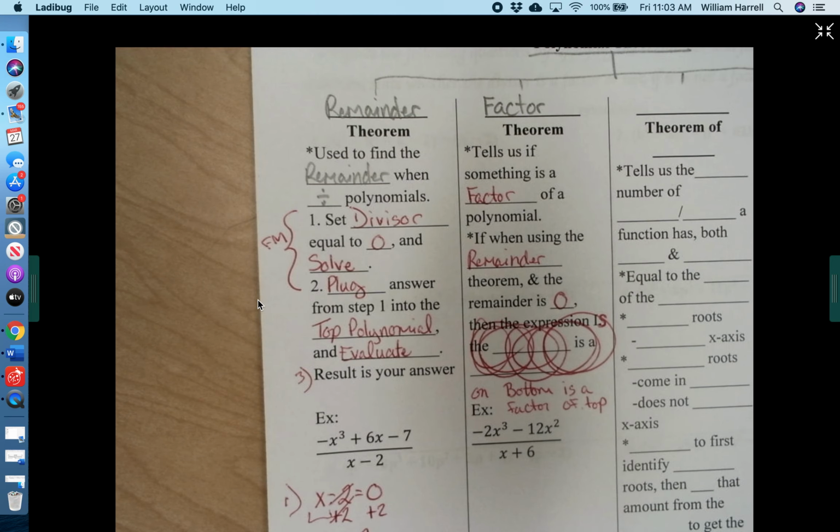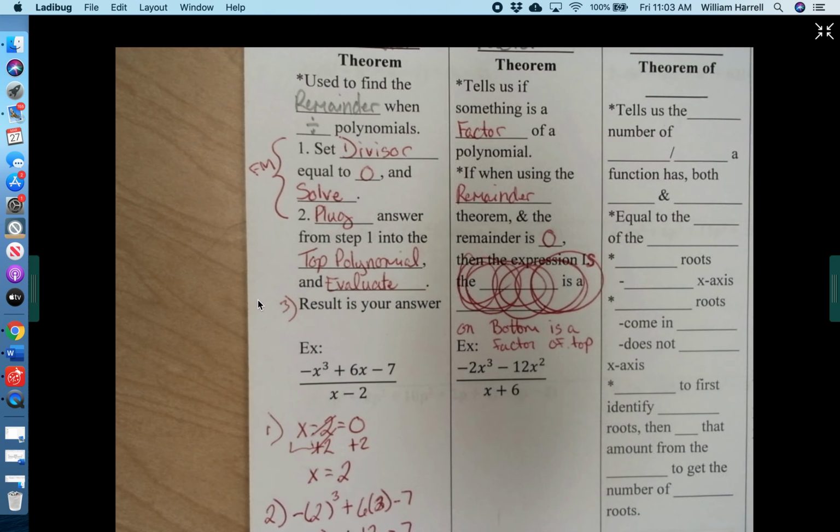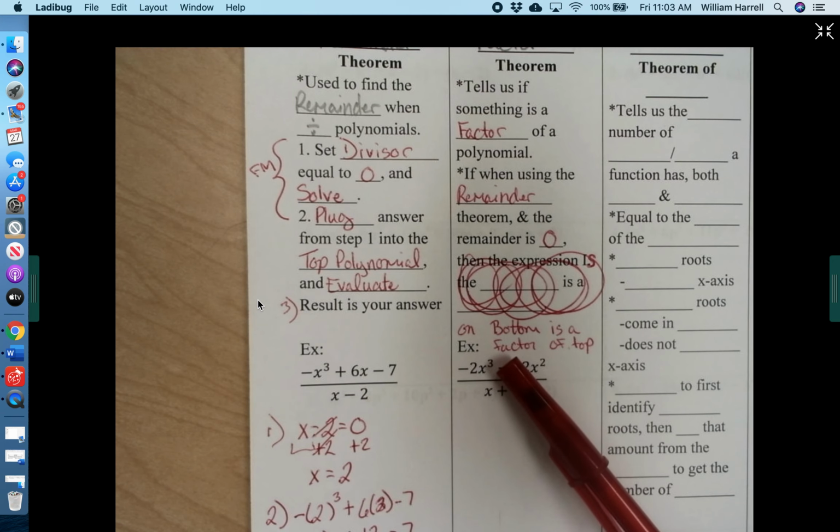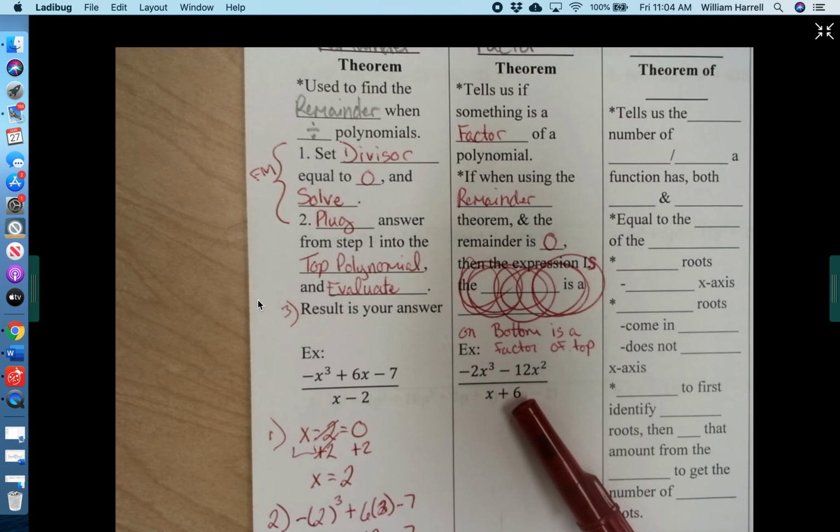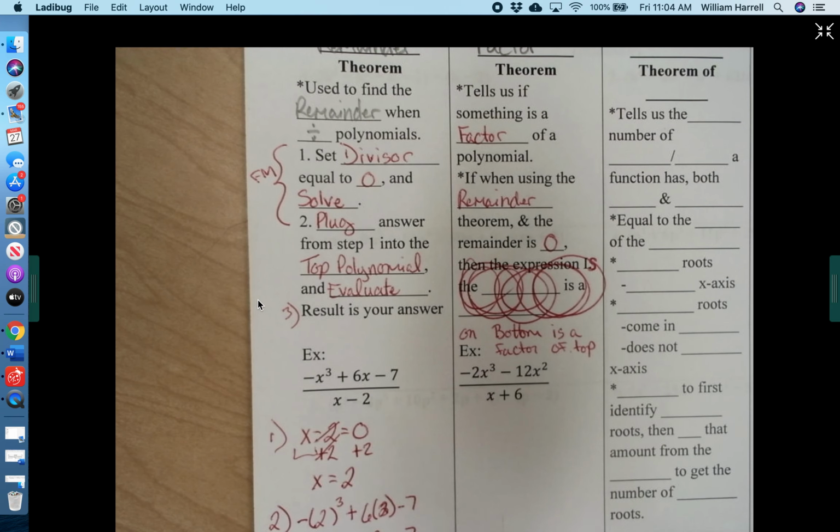Okay, that's kind of how they're going to ask you the questions. Is this a factor of this? Yes, no. Tell me why. Your answer is either going to be yes, because when I plug the bottom into the top, the remainder is 0, or the answer is going to be no. When I evaluate the top after setting the bottom equal to 0, plugging it in, the remainder is not 0.